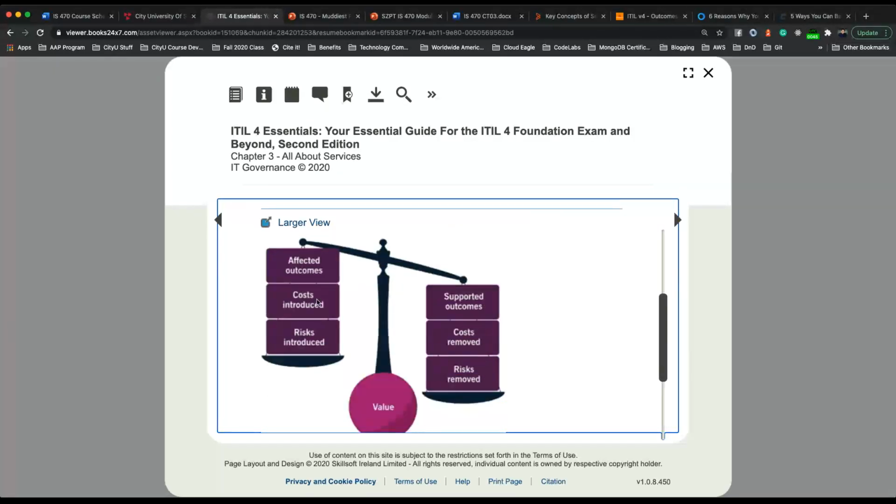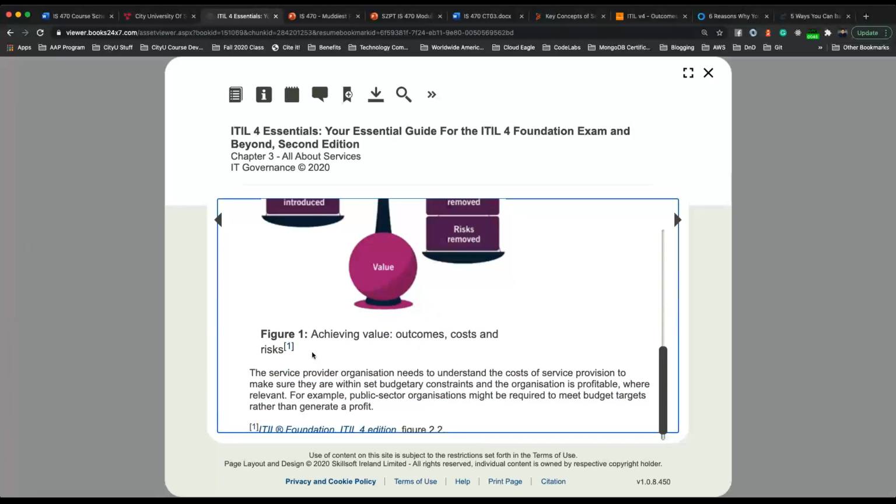So this figure one, you would see the balance. In a balancing weighing scale, you do want something that's heavier, meaning more value. So you do want to have better supported outcomes, cost removed and risk removed than affected outcomes, cost introduced, risk introduced. Okay.